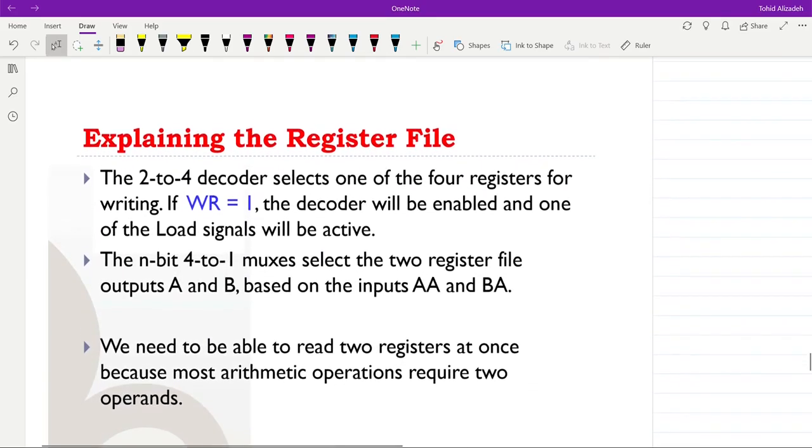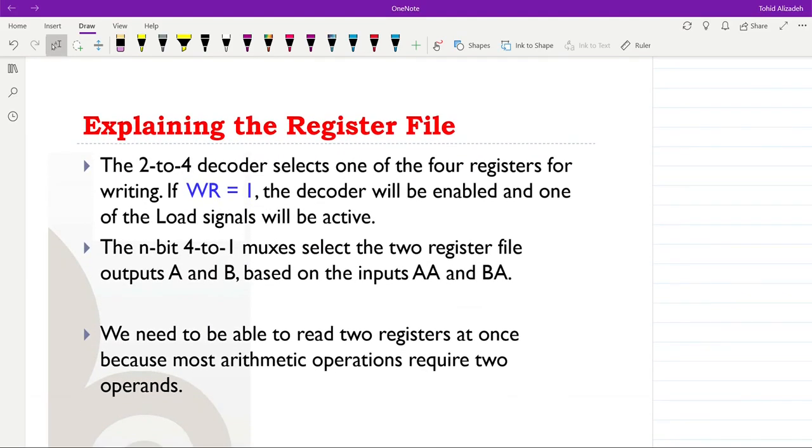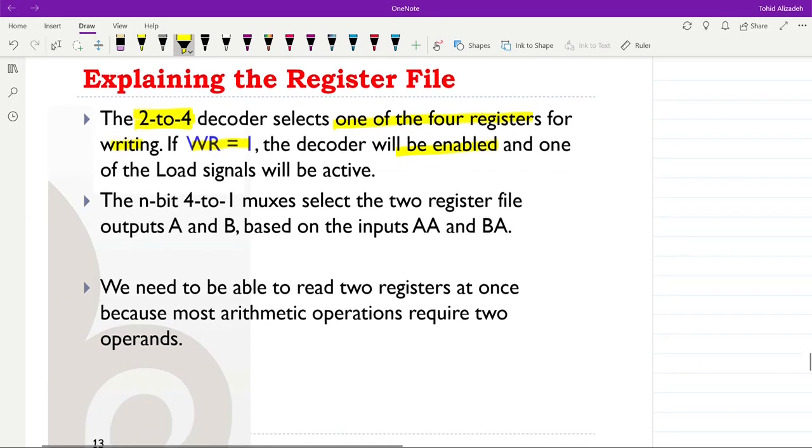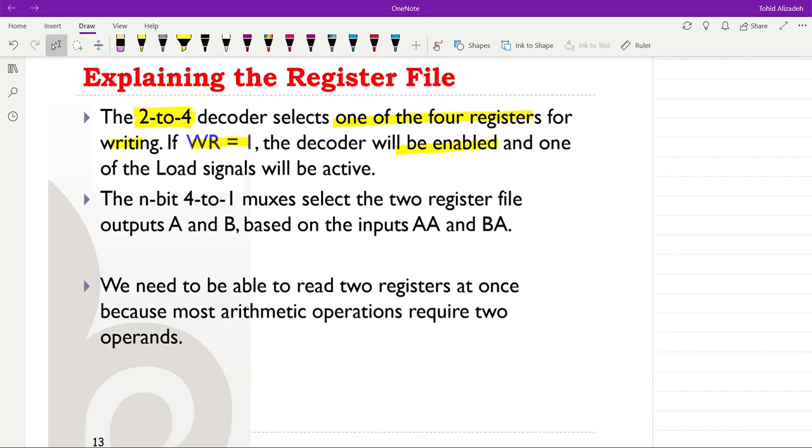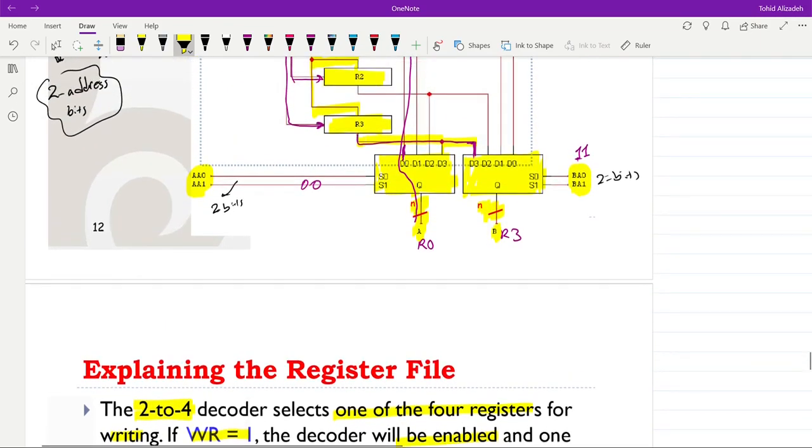Here you can see the explanation for the register file that we just went through. We have the 2 to 4 line decoder, which selects one of the 4 registers for writing. If write is equal to 1, then the decoder will be enabled and one of the load signals will be active, and therefore the data will be written into the corresponding register. We have the n bit 4 to 1 line multiplexers. Okay, so we have 2 of them, as I already explained. One is here, one is here.